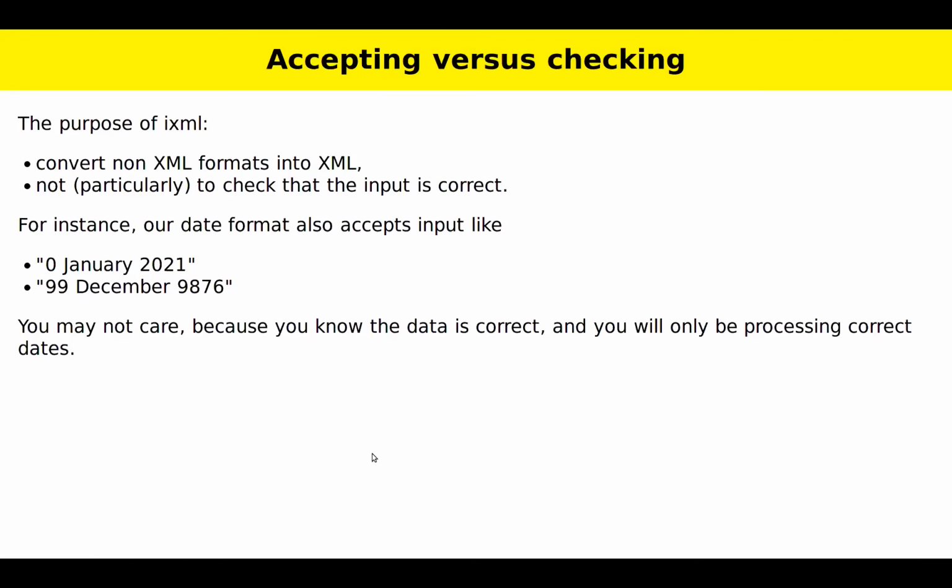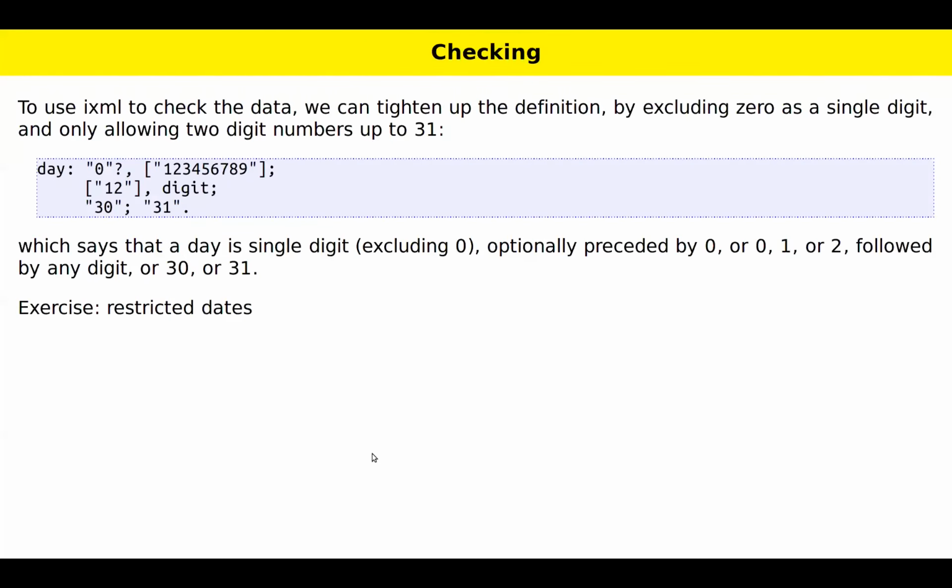So the essential purpose of ixml is to convert non-XML formats into XML. And it's not particularly to check that the input is correct. For instance, the date format that I gave earlier also accepts inputs like 0 January 2021 or 99th of December 9876. You may not care because you know the data is correct and you just want it in XML. But if you do care, then we can do some checking.